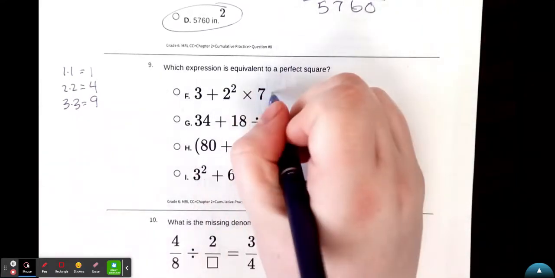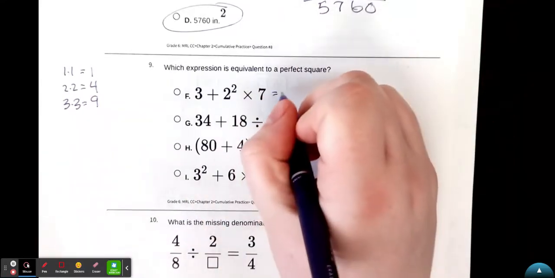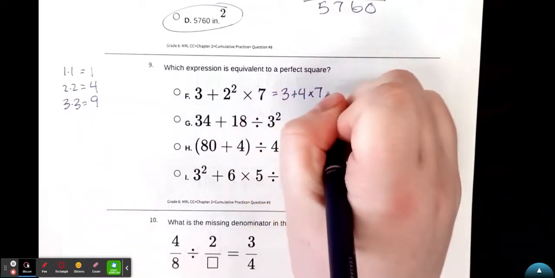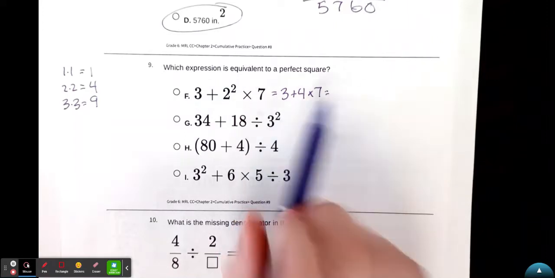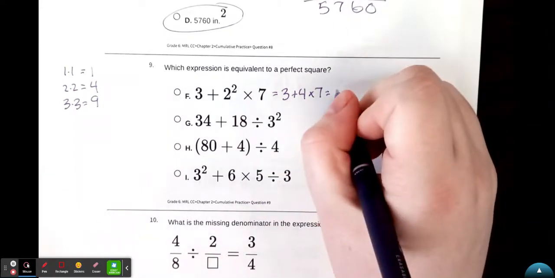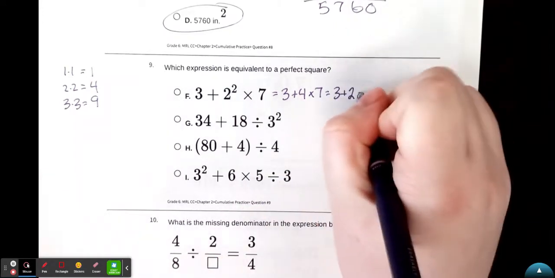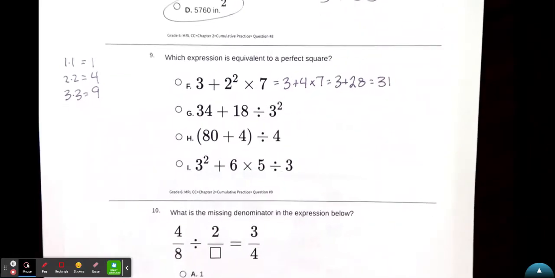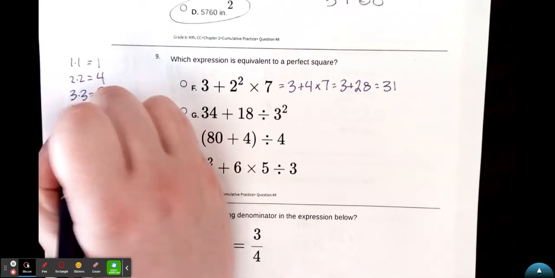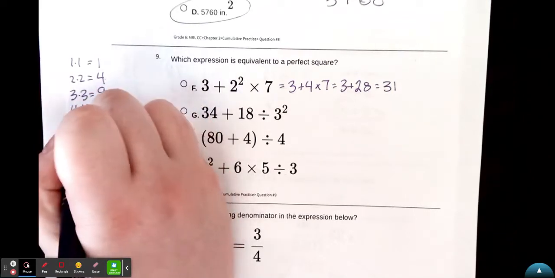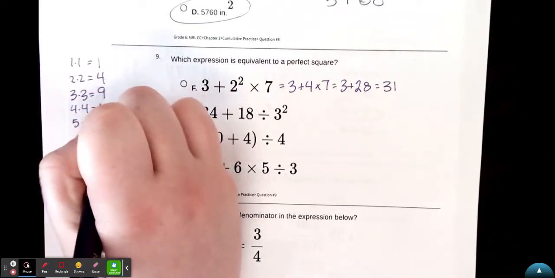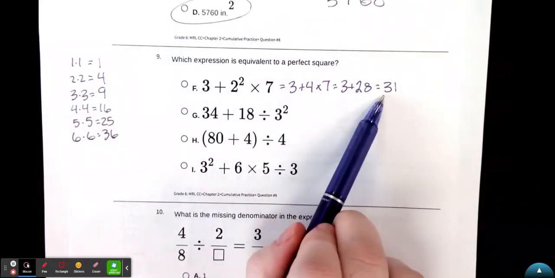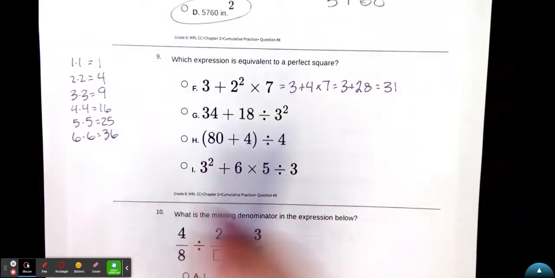So for this one, we do the exponents first. So we have 3 plus 4 times 7. Then we do the multiplication. 4 times 7 is 28. So we have 3 plus 28, which gives us 31. So let's see if that's a perfect square. We need to keep our list going. 4 times 4 is 16. 5 times 5 is 25. 6 times 6 is 36. So 31 is not a perfect square because we went from 25 to 36. So not F.